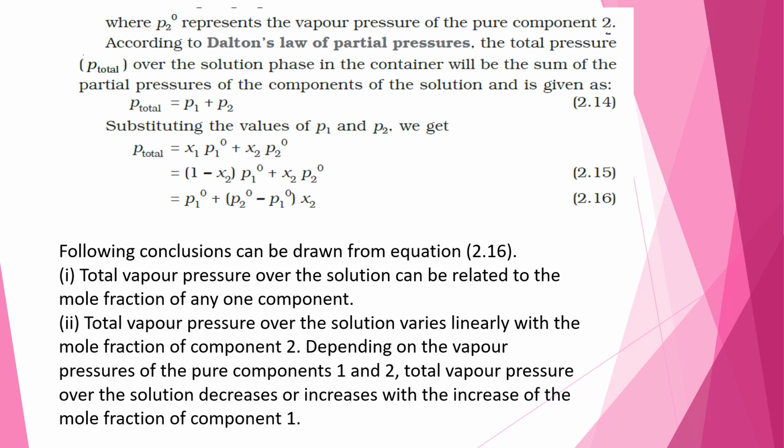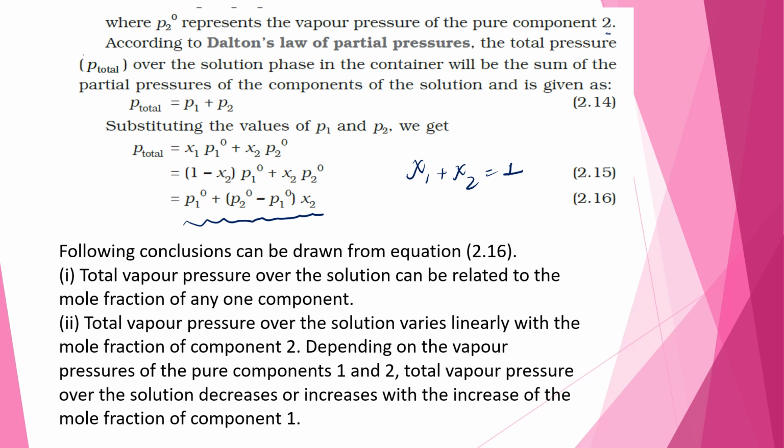According to Dalton's law of partial pressures, the total pressure P total over the solution phase in the container will be the sum of the partial pressures of the components of the solution and is given as P total is equal to P1 plus P2. Substituting the values of P1 and P2, we get P total is equal to chi1 into P1 naught plus chi2 into P2 naught. We know that chi1 plus chi2 is equal to 1. So we can write chi1 is equal to 1 minus chi2, giving P total is equal to (1 minus chi2) into P1 naught plus chi2 into P2 naught. We can simplify and get it as P1 naught plus (P2 naught minus P1 naught) into chi2.